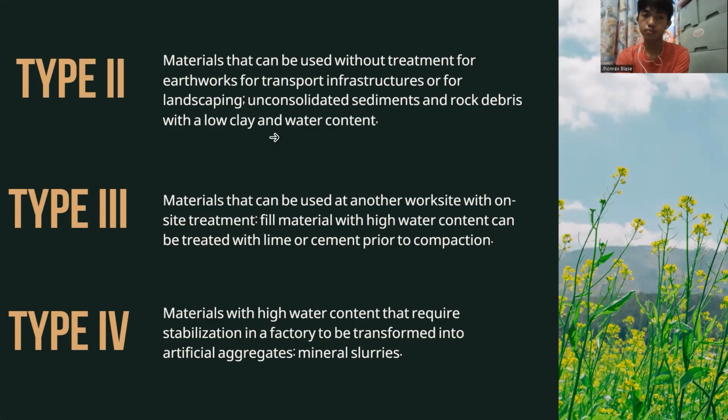Mao siya ang type 2. Next, type 3. Materials that can be used at other work site with on-site treatment. Fill materials with a high water content can be treated with lime or cement prior to compaction. So there is a type 3.